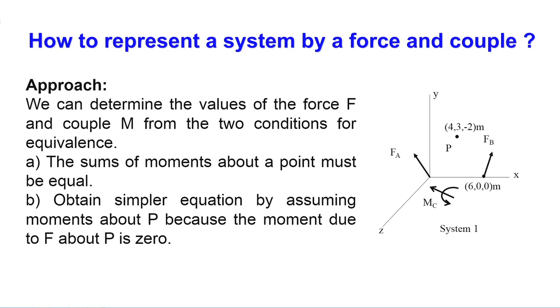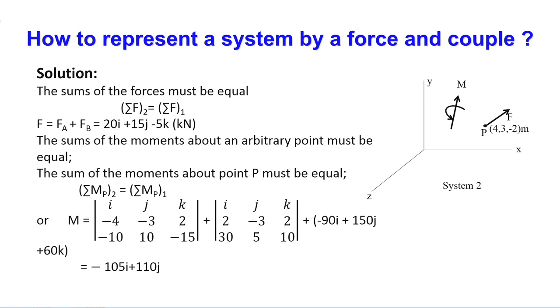Again, we have to find the sum of the moments about the point and obtain the simpler equation. So, the sum of the forces and couples are the two conditions of equivalence that we will apply. Let us do them one by one. First, the system 1 and system 2. System 1 is the given system. System 2 is where we want to find out that at point P a force will be given and a moment will be applied.